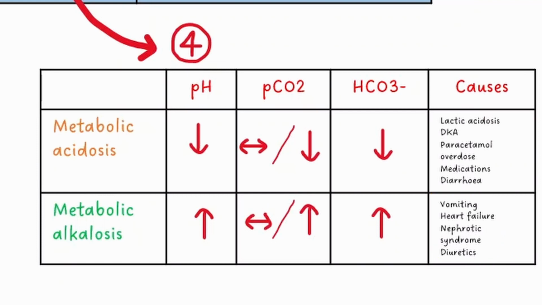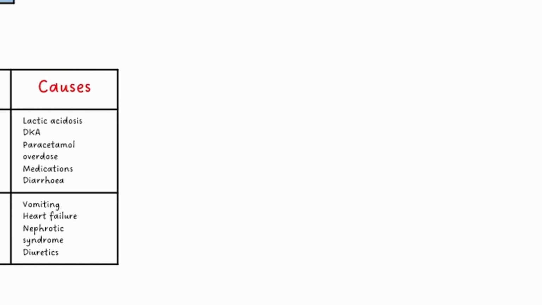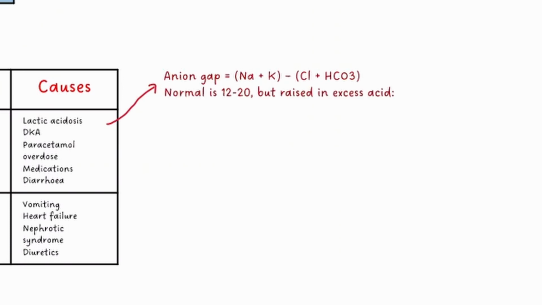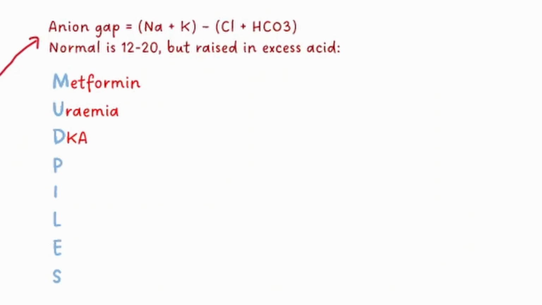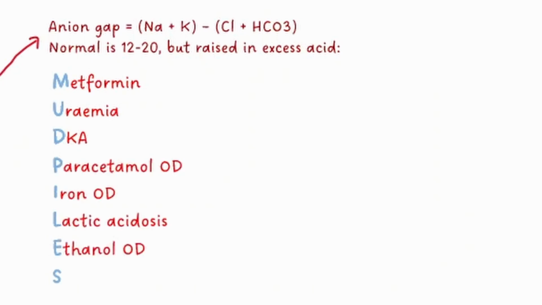To help distinguish the cause of metabolic acidosis, it can be useful to calculate the anion gap, which is the difference between the positive cations and the negative anions in the blood. If the anion gap is raised, the metabolic acidosis is likely a result of excess acid, as opposed to loss of bicarbonate. Mud piles is a useful mnemonic to help remember the causes of a raised anion gap. Feel free to pause the video and have a look at these. They're all conditions that result in excess acid in the blood.